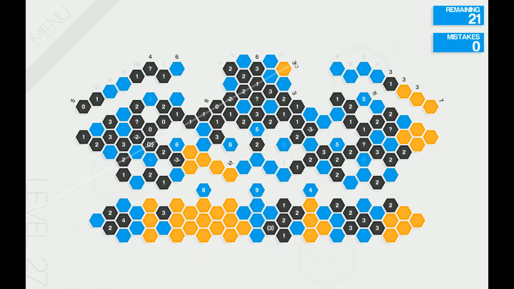Let's take a look at this row up here. We have 1, 2, 3. We now have our 6 in this column. We'll deselect that. We have our 3 in this row. 1, 2, 3. So we can eliminate this one. Solving this 3. 1, 2, 3.